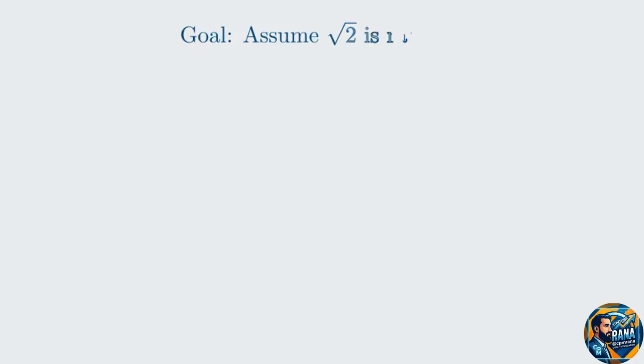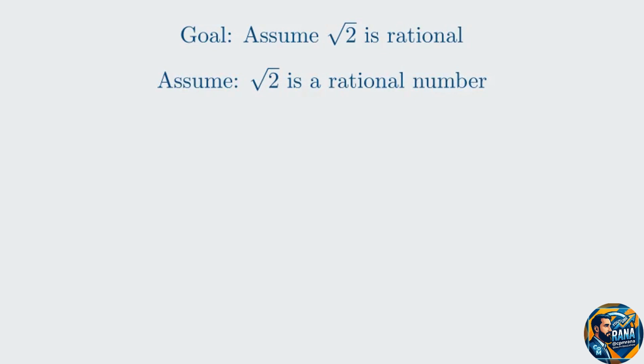Our objective for this scene is to set up our initial assumption for the proof. Let us start our proof. We begin by assuming the opposite of our goal. Assume that the square root of 2 is a rational number. If it is rational, then by definition it must be possible to write it as a fraction. So, we can say that the square root of 2 equals p over q.